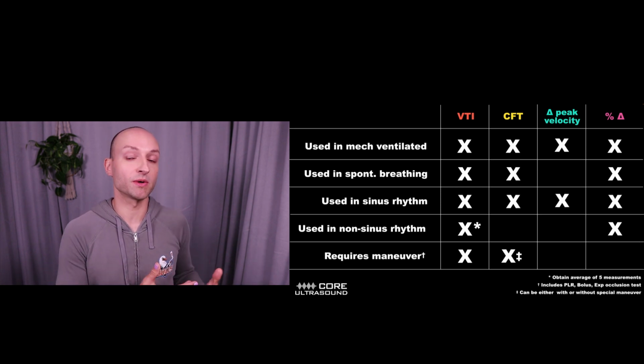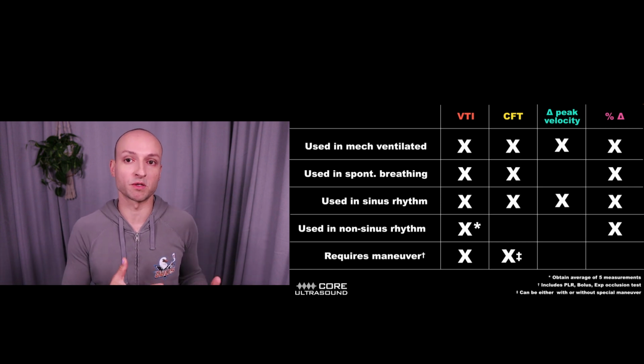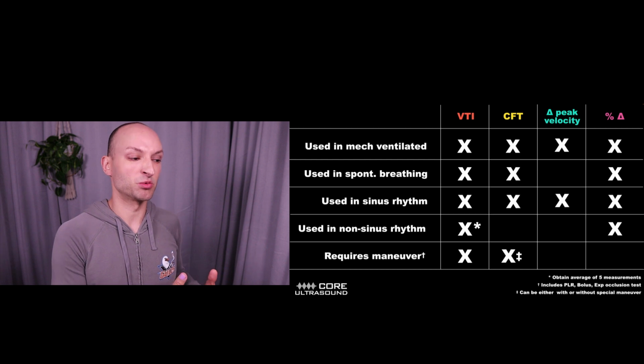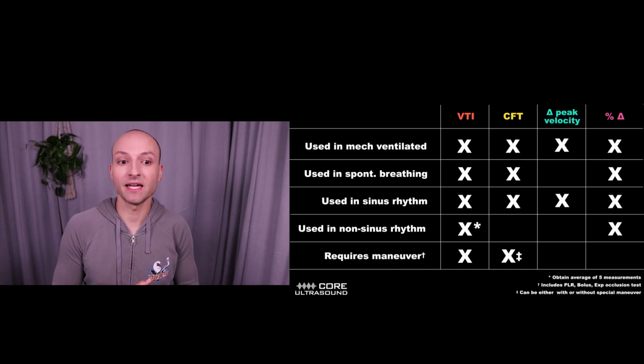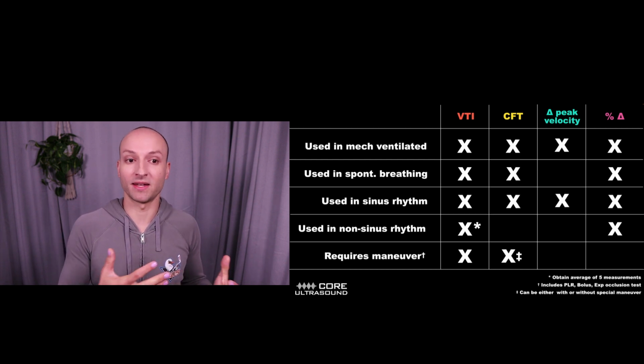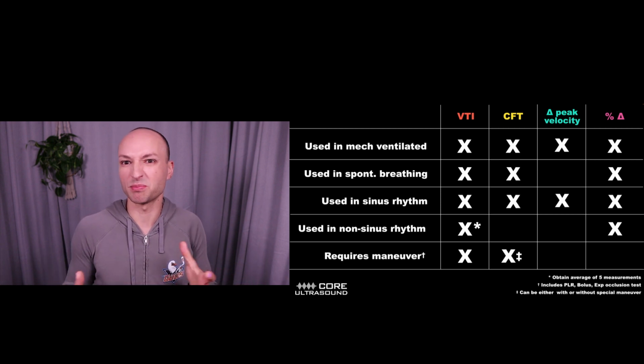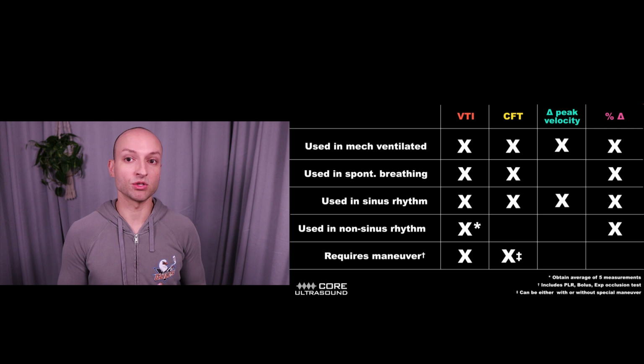But there are some situations in which you can use volume responsiveness measures on patients that are spontaneously breathing, that even have an arrhythmia. The VTI is actually one that can be used in arrhythmia. You just have to take 5 measurements and average them. So it becomes a little more cumbersome, but you can use it.